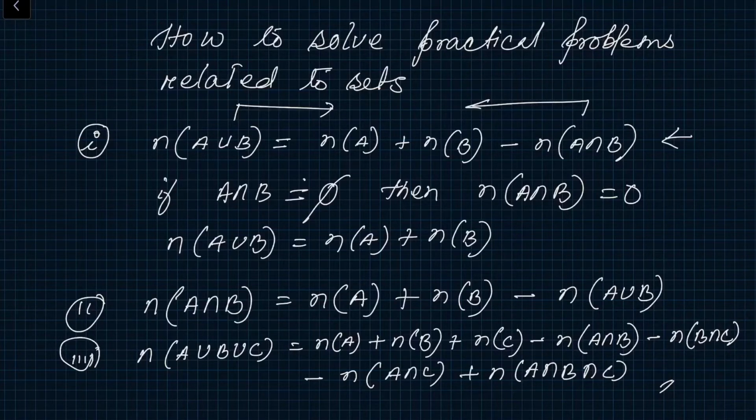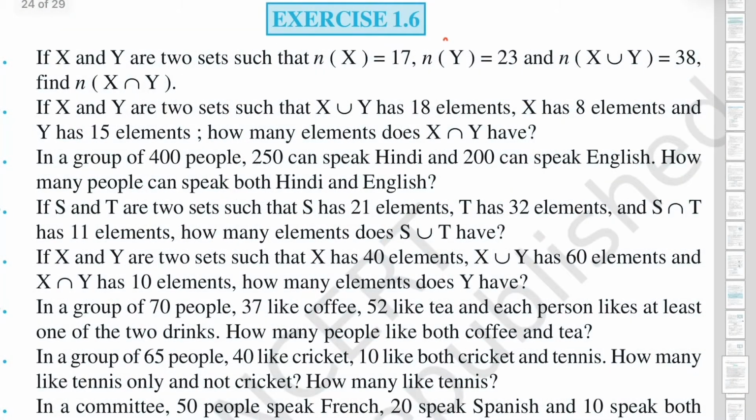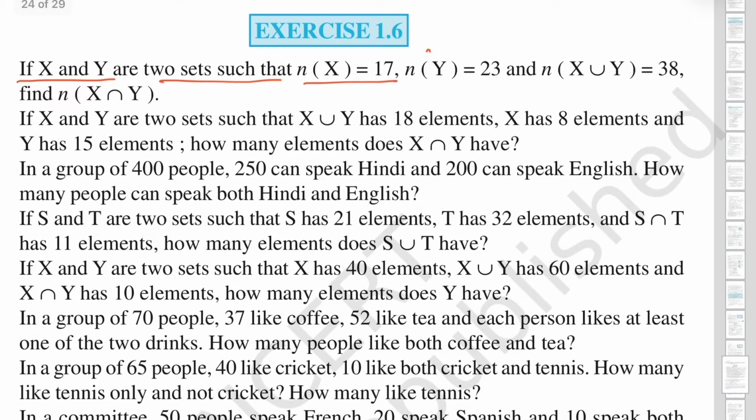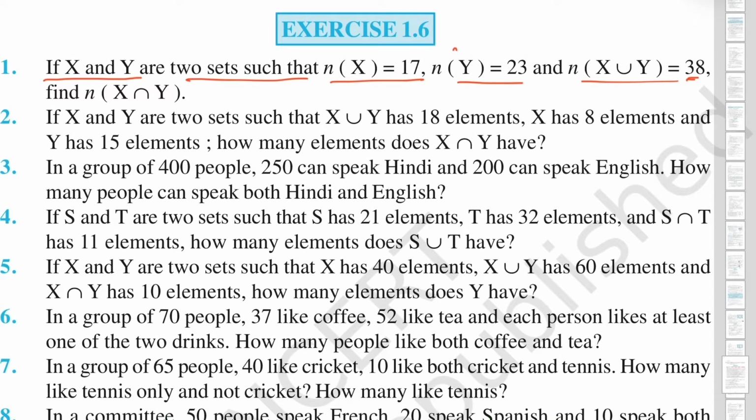Now we are going to solve the problems of exercise 1.6 of the NCERT textbook of mathematics class 11. Here the first question is: X and Y are two sets such that number of elements in set X is 17, in Y is 23, and in X union Y is 38. We need to find the number of elements in X intersection Y.